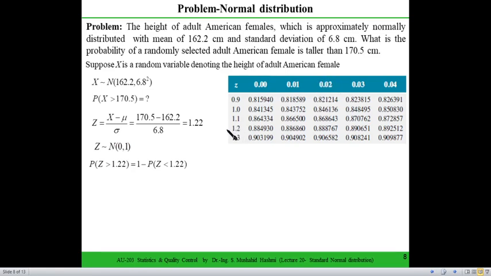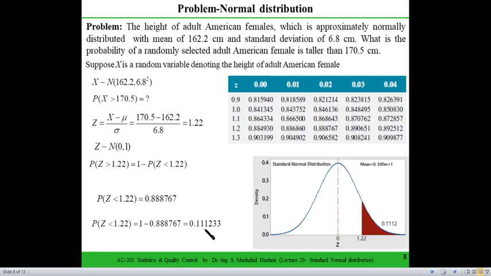So corresponding to this row 1.2 and column 0.02, my value would be 1.22. Corresponding to 1.22, the area under the curve is 0.88877. So that would be the probability for z less than 1.22. Once I substitute, 1 minus 0.88877, I will be able to calculate the probability of z greater than 1.22, which would be 0.11123.